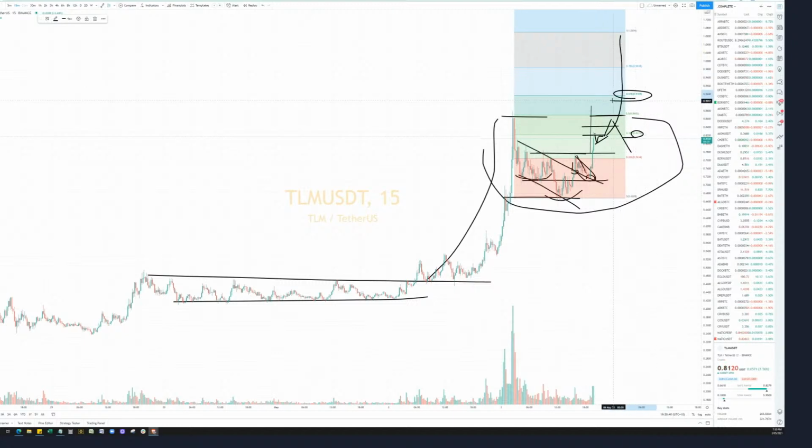The 618 is the main resistance. So if this was to go higher, I don't see it going past this level in the short term, on the 618. And I would expect that to come back down like a lot of the alts have done when they hit that level. So double top or that level would be my impression of where it's going.